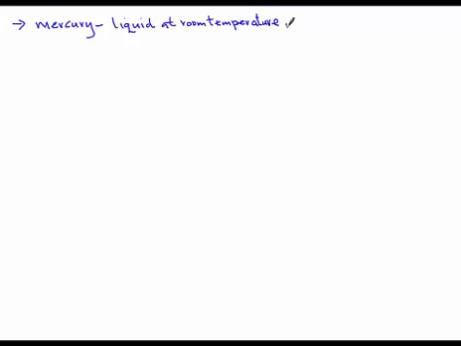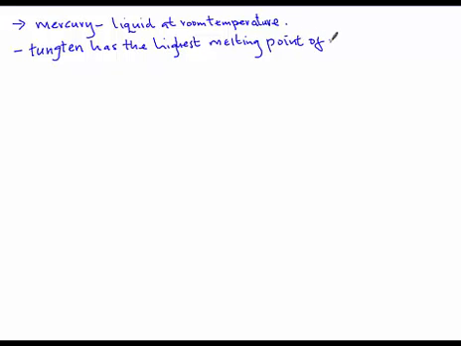whereas tungsten has the highest melting point of any element, which means it is one element which has the highest melting point.